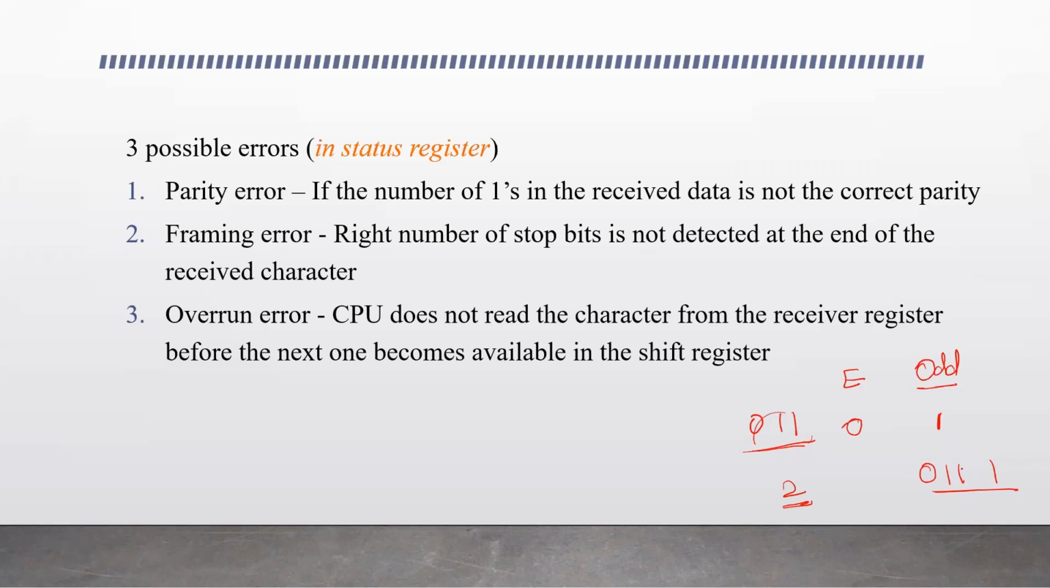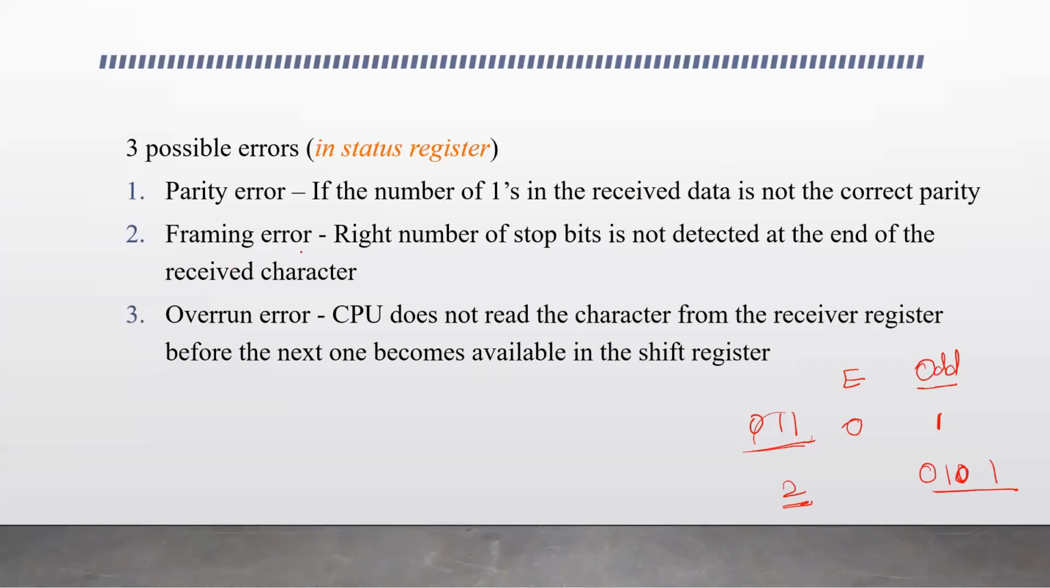Suppose this bit is changed to 0 instead of 1. Now when the receiver checks the number of ones, it is 2. It is not odd. When the parity used is odd, we have an even number of ones, so the receiver finds that some error occurred. This way errors are detected. If the number of ones in the received data does not match the correct parity, that is recorded in the status register, so the CPU will understand that the data received is not correct.